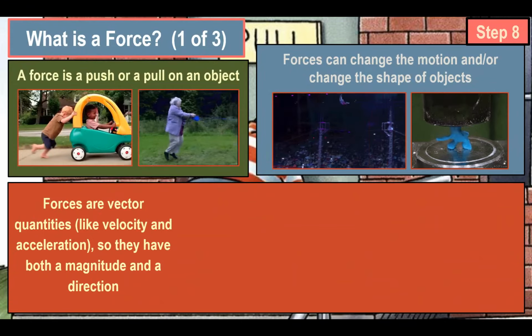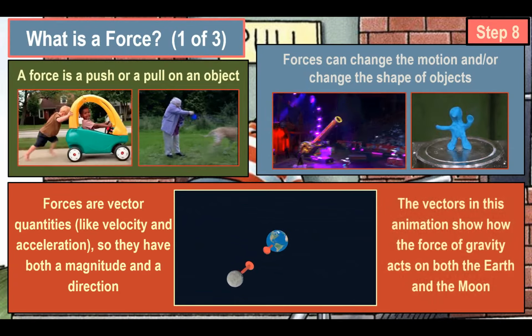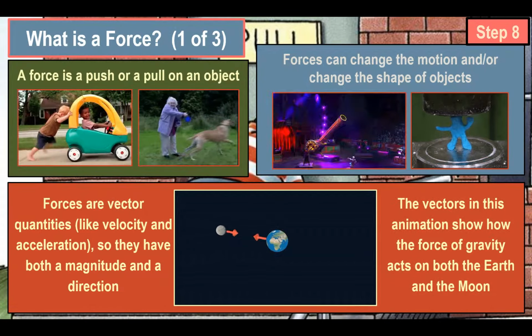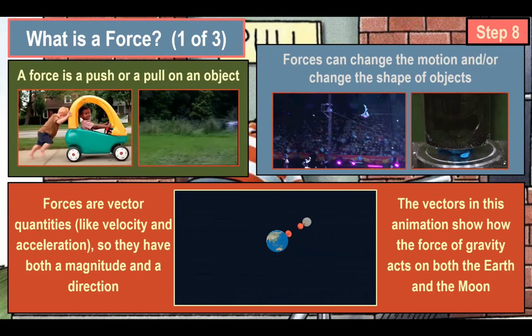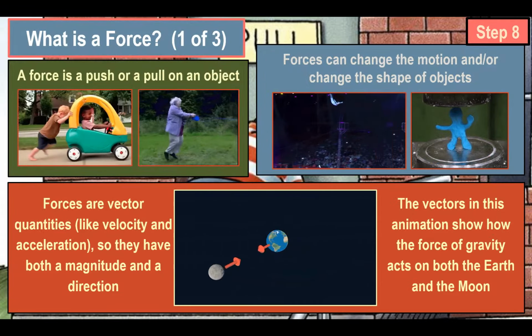We've already learned about velocity and acceleration in this class, so we know that they have a magnitude and a direction. And just in case it wasn't obvious, the vectors in this animation are showing gravity, how it acts on both the Earth and the Moon. That is a storybook slide.